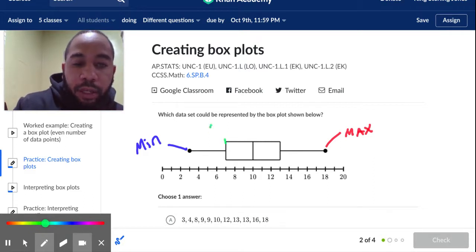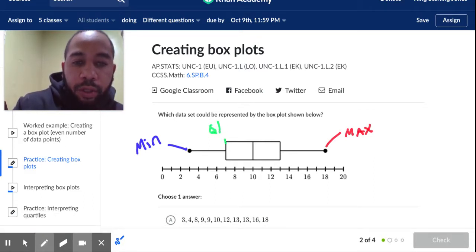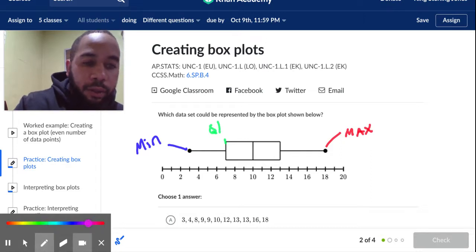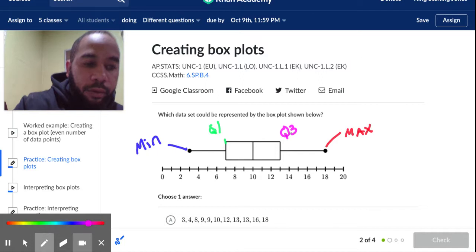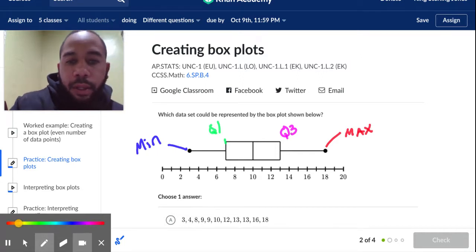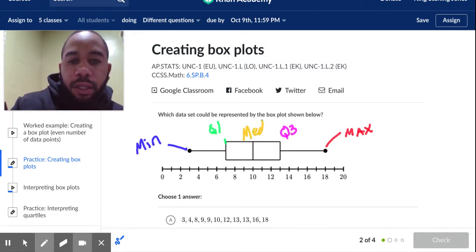This right here represents Q1, magenta. This right here represents Q3, and we'll go yellow. And this represents the median.